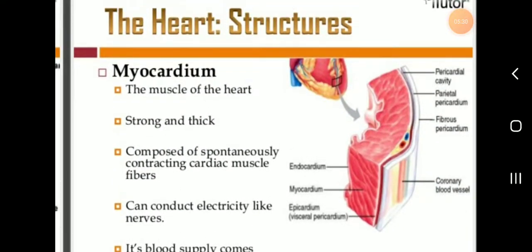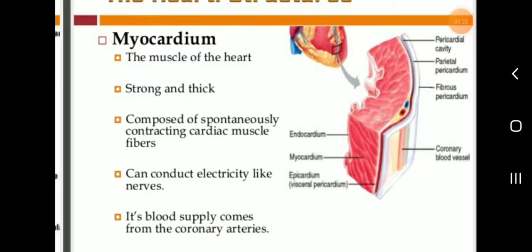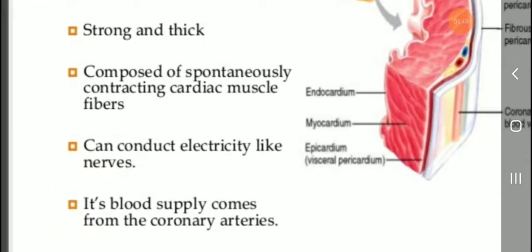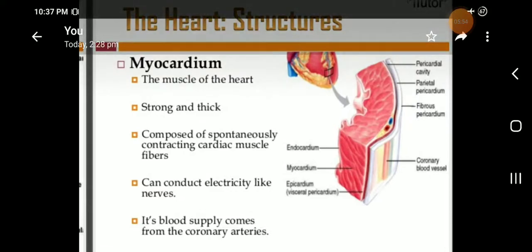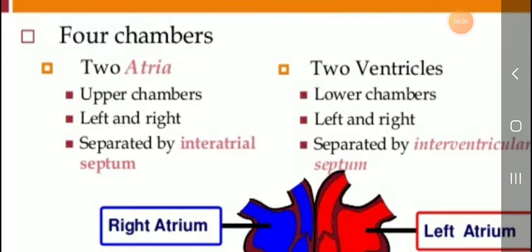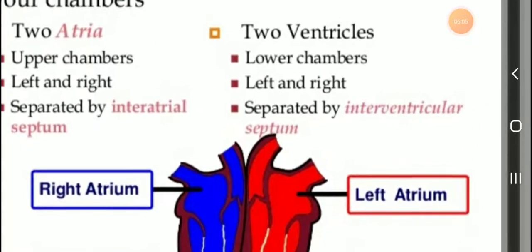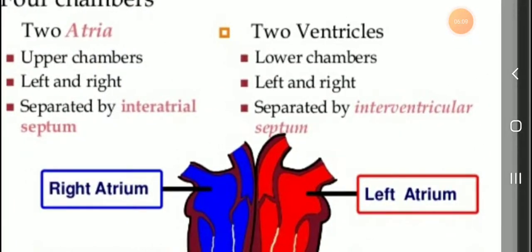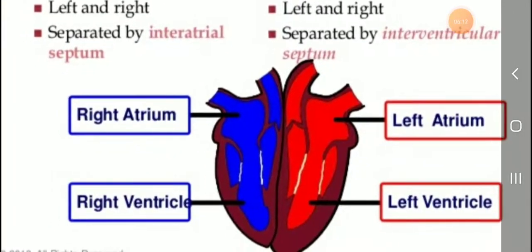Next, the myocardium, the muscle of the heart. The heart is a muscular organ, made up of strong, thick muscle composed of spontaneously contracting cardiac muscle fibers that can conduct electricity like nerves. Its blood supply comes from the coronary arteries. Next, four chambers. Two atria, the upper chambers, left and right, separated by the interatrial septum. Two ventricles, the lower chambers, left and right, separated by the interventricular septum.